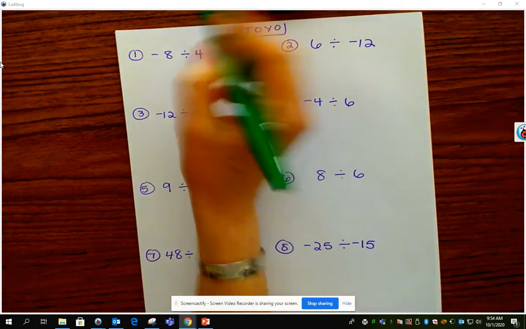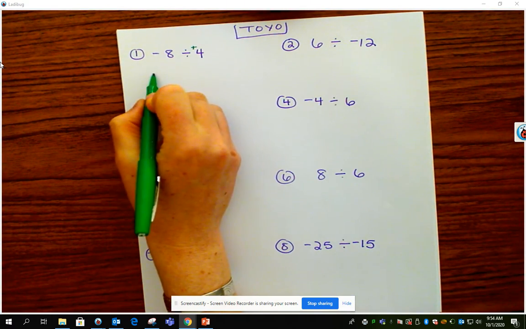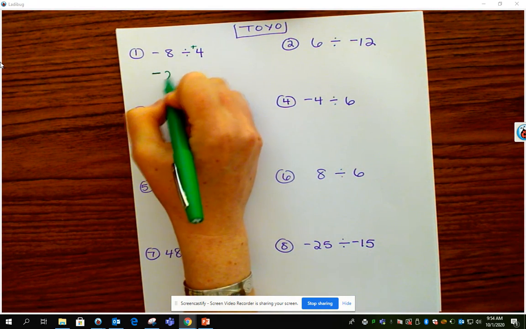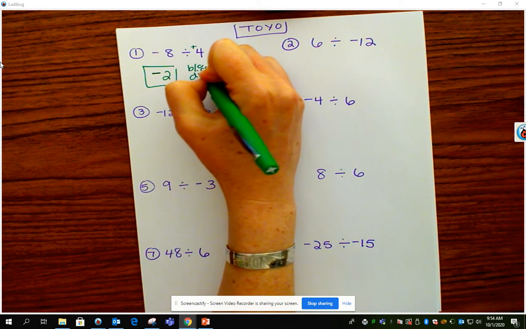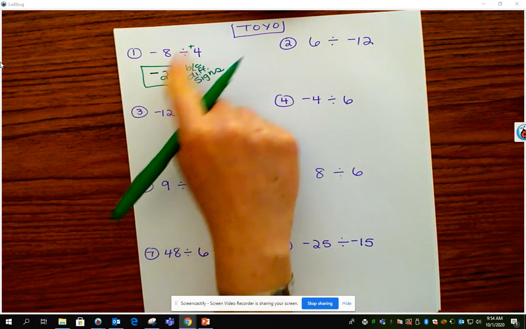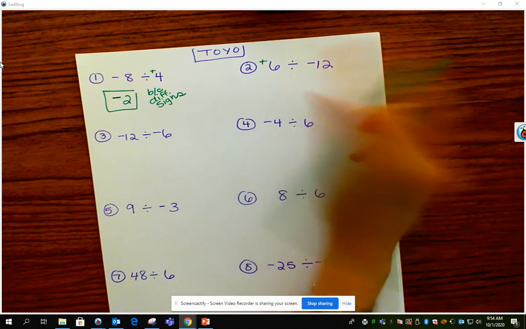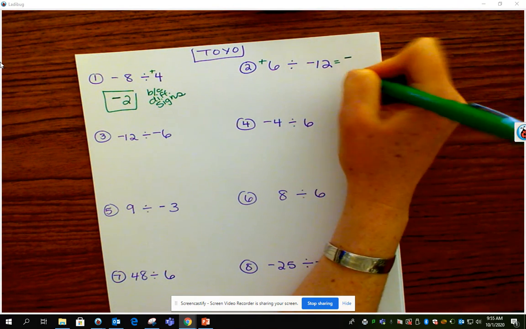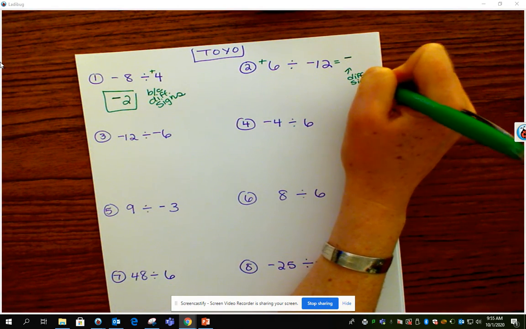So let's check. First one, we've got a negative and a positive. So I know my answer is going to be negative because those are different signs. And then I just know 8 divided by 4 is 2. Okay, so if you were showing your work, you would say because different signs, and I don't expect you to solve something simple like that with long division. All right, here we have a positive and a negative, so I know my answer is going to be negative, okay, because of different signs. But I need to figure out what that answer is going to be.